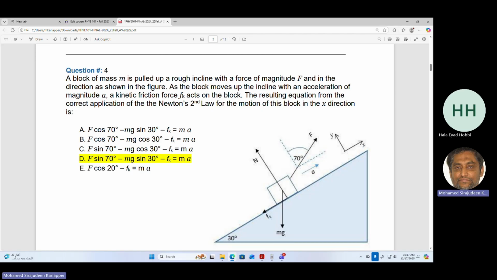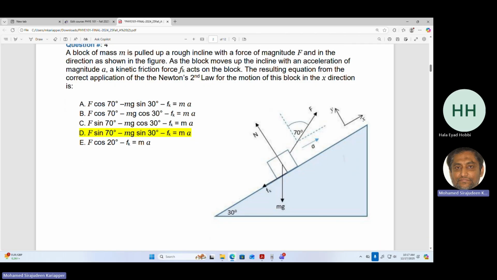A block of mass m is pulled up a rough incline with a force of magnitude F, and in the direction as shown in the figure. As the block moves up the incline with an acceleration of magnitude a, the kinetic friction force Fk acts on the block. So again, we have a picture that's very nice. You don't expect to get a picture all the time, okay. So sometimes you have to draw the picture yourself. Right here, nice, we have a picture.